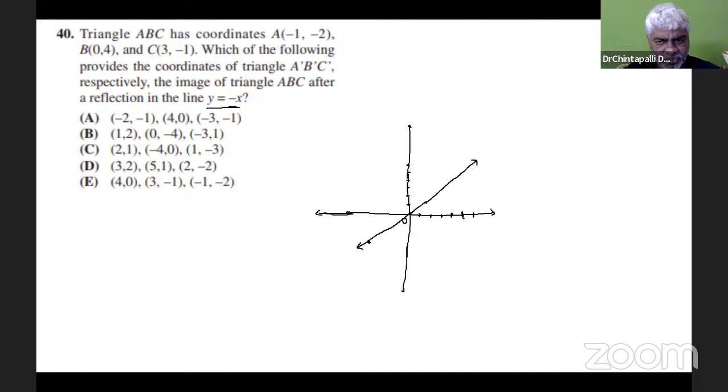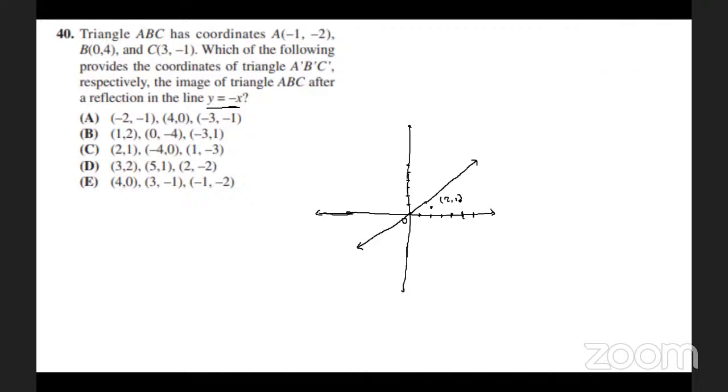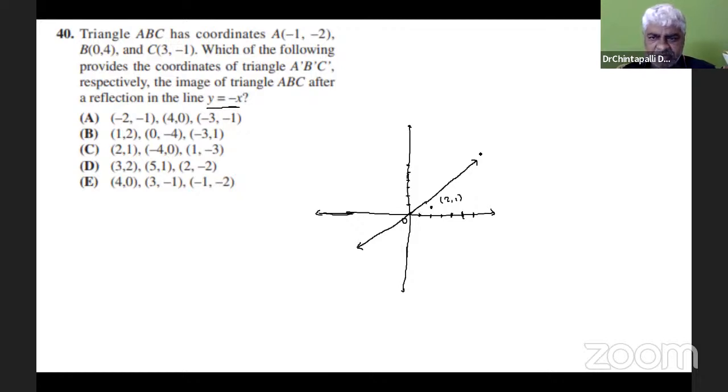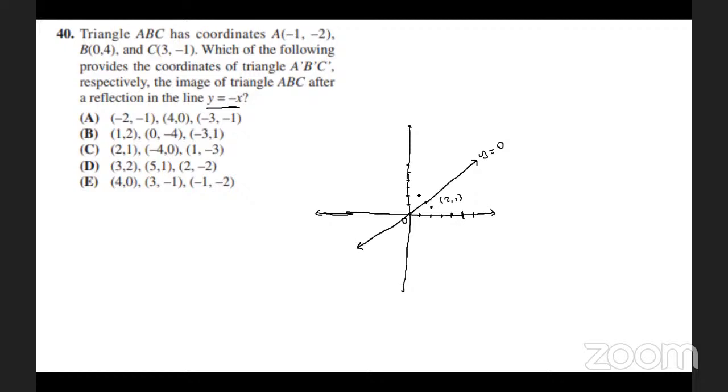Where can the image of this point be seen in this mirror? First of all, the coordinates of this point are 2, 1, right? Look at the point. If y equal to x is a mirror, where can the image of 2, 1 be seen in this mirror? 1, 2, sir. Here only. Very good. Undoubtedly 1, 2.